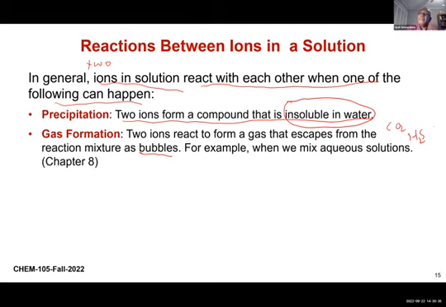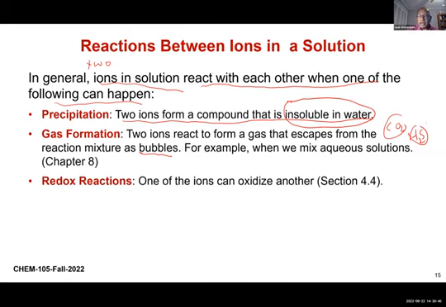So they also complete, like, an insoluble salt. They escape from the solution. Also, redox reactions can take place between ions in two solutions. We're going to look into the first one, precipitation, now.